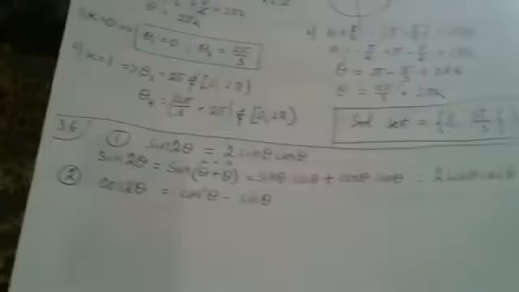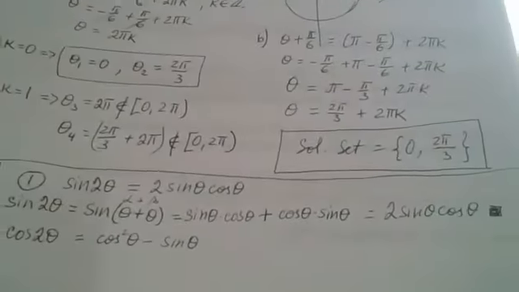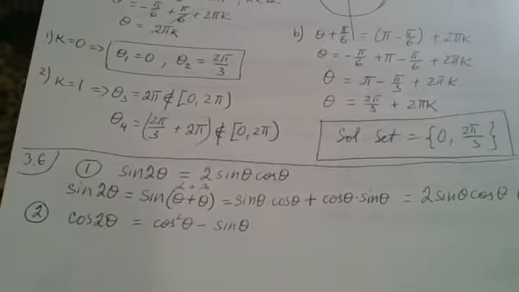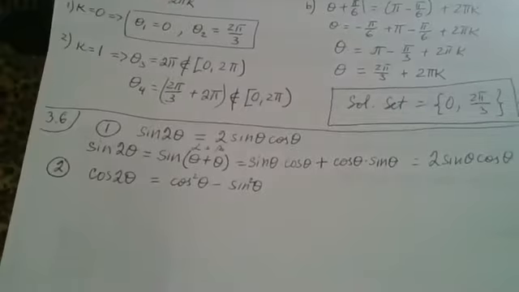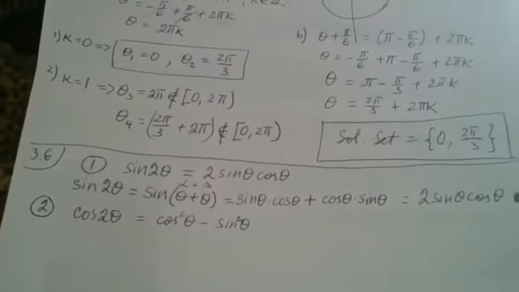Can I please ask you to write down now cosine of 2 theta equals cosine square theta minus sine square theta. And this is actually formula number 2. Formula number 2. Cosine square theta minus sine square theta.